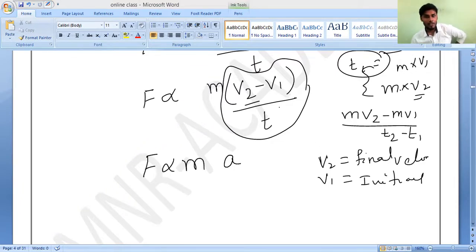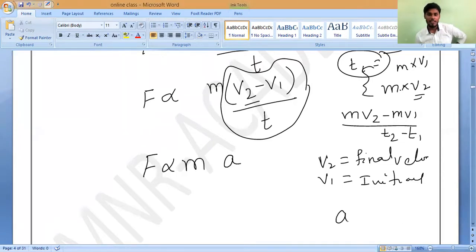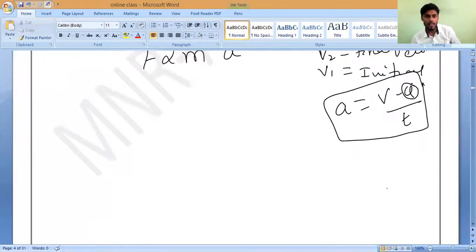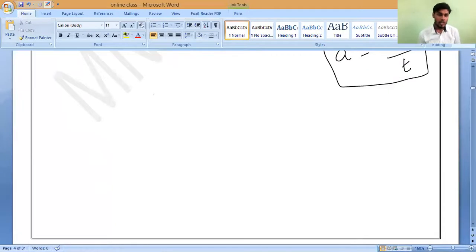But here, sir, someone may ask me: acceleration means final velocity minus initial velocity divided by time, is it yes or no? Your mind may be asking this. But here the initial velocity I am considering as V1, so that is why I am getting V1 here. Those who want, you can also write it this way.